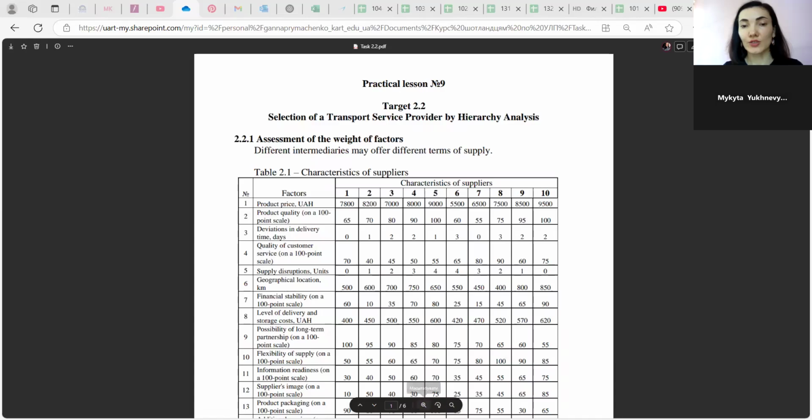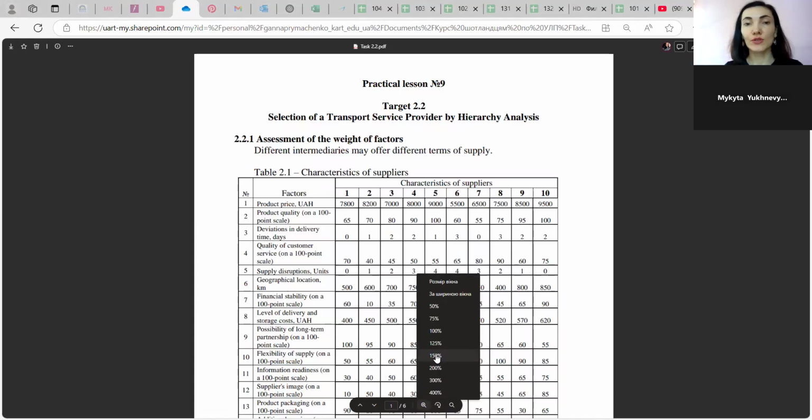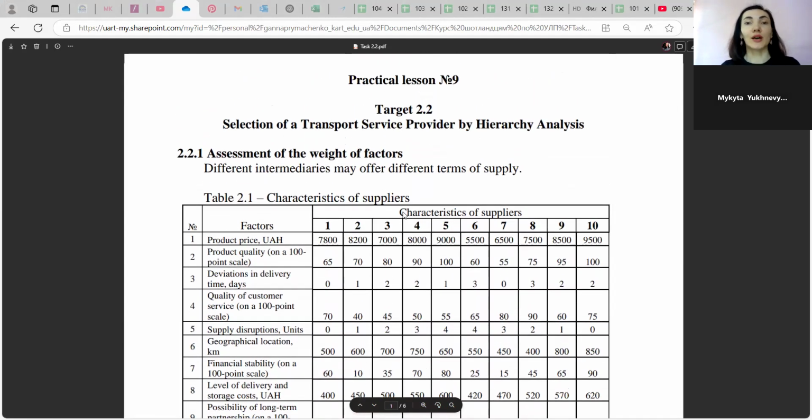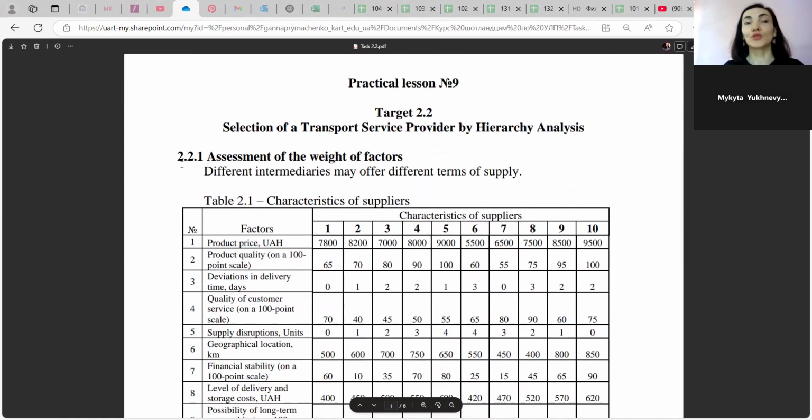So today we continue our previous practical lessons and calculate task 2.2. In previous practical lessons we finished on a special table. Now I share my screen. It was task 2.2 in our distance course, and we finished the first part of this task. It is 2.2.1, about assessment of the weight of factors.